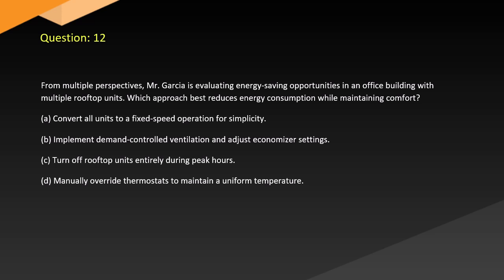A. Convert all units to fixed speed operation for simplicity. B. Implement demand control ventilation and adjust economizer settings. C. Turn off rooftop units entirely during peak hours. D. Manually override thermostats to maintain a uniform temperature.